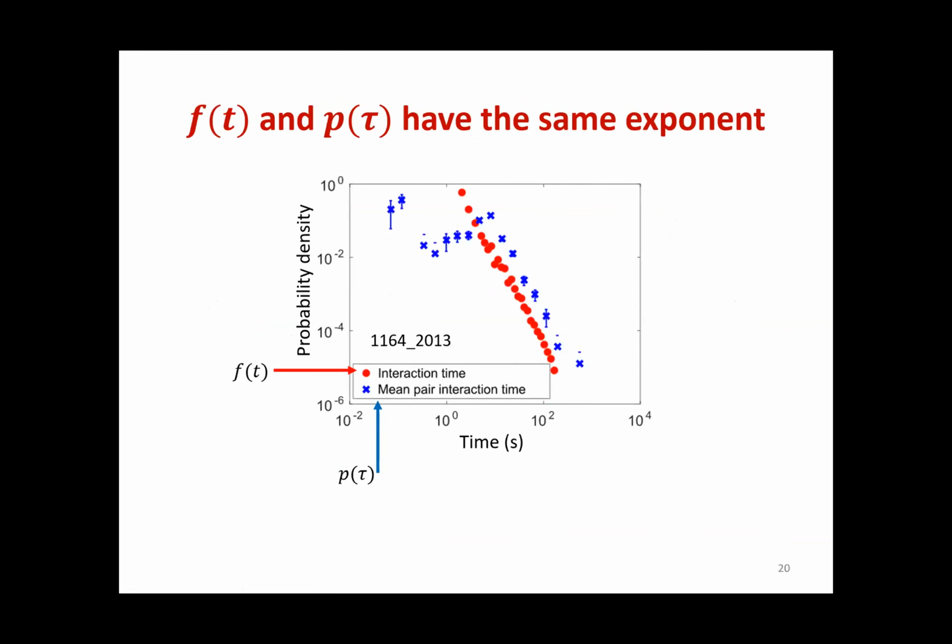If we plot F of t and P of tau in log scale as before, we see that indeed they have the same tail behavior with the same exponent for large time. I'm showing this result for only one colony, but we see basically the same plot for all the colonies we analyzed.